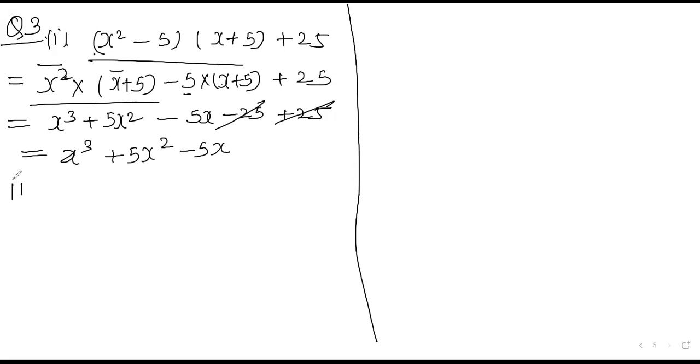Okay, question number two, second part. So the second part is a square plus 5 multiplied with b square, b not b square, b cube plus 3 and plus 5.